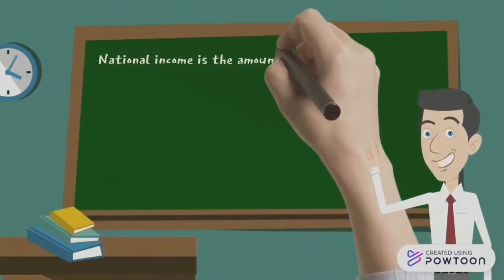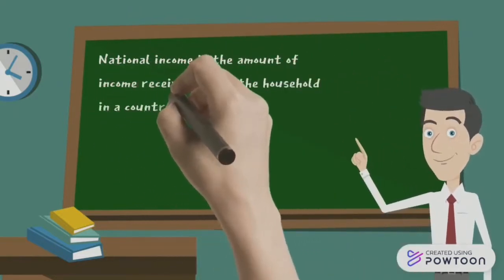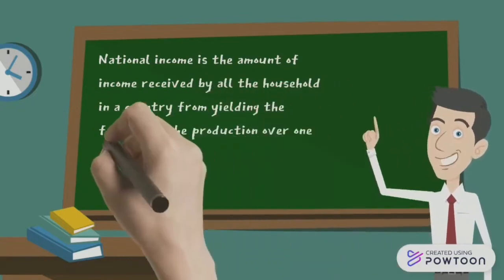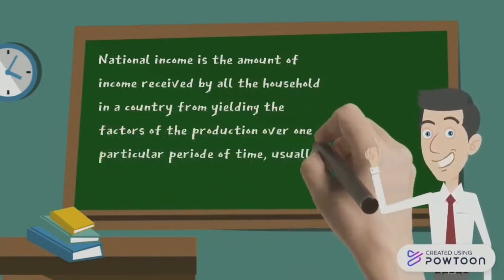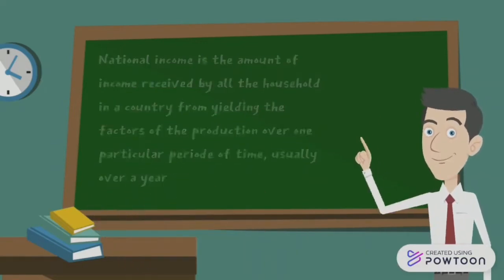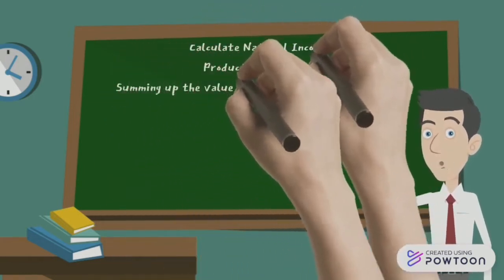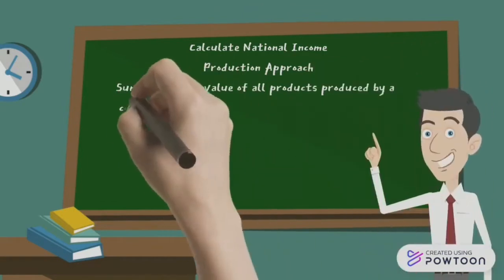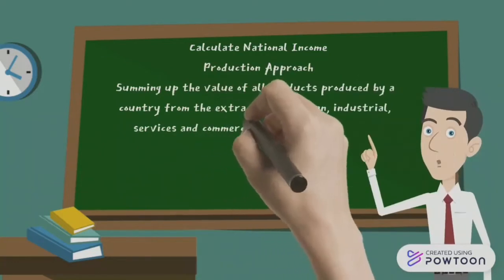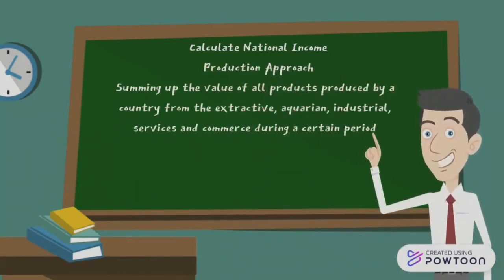National income is the amount of income received by all the households in a country from yielding the factors of production over one particular period of time, usually over a year. Calculate national income: summing up the value of products produced by a country from the extractive, agrarian, industrial, service, and commerce sectors during a certain period.